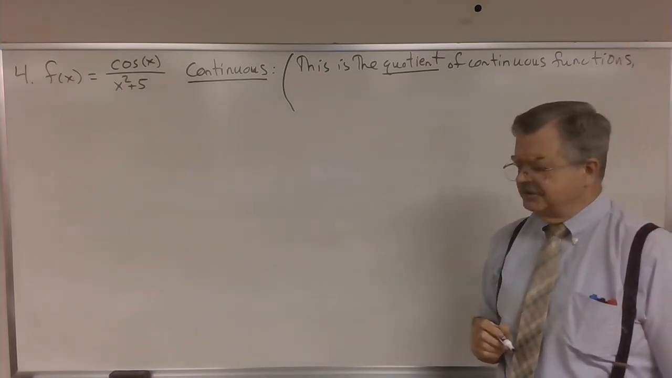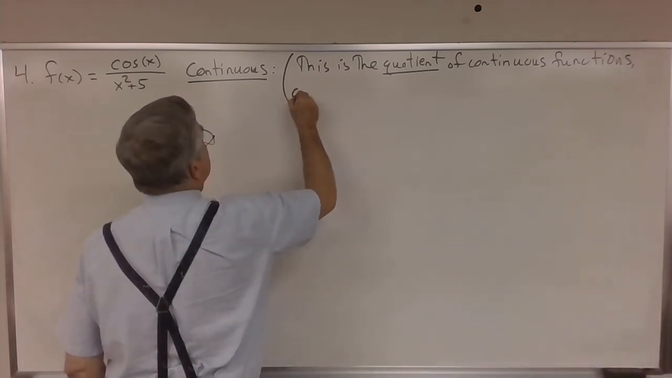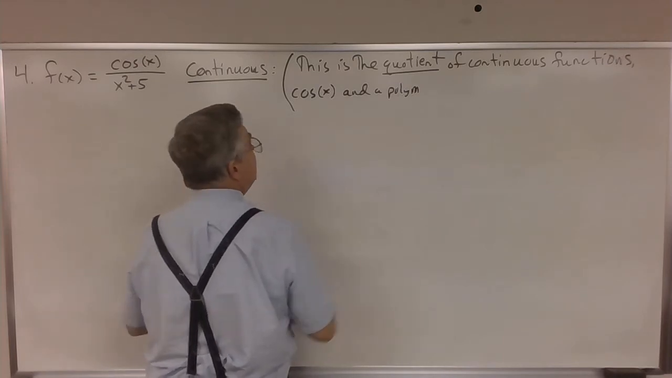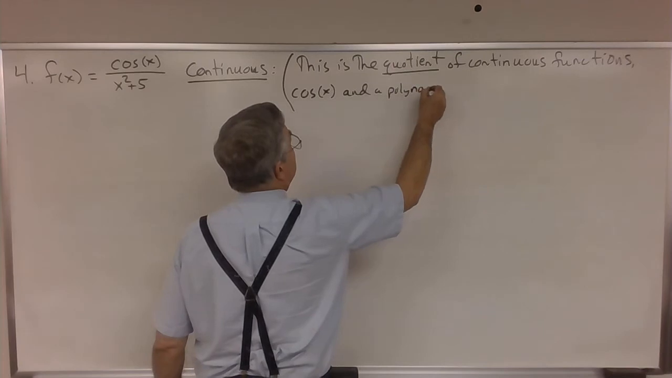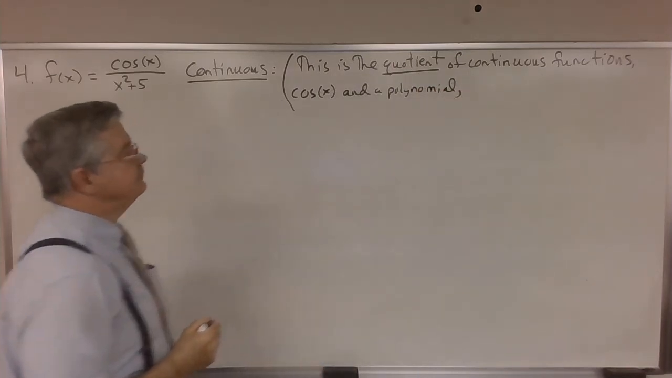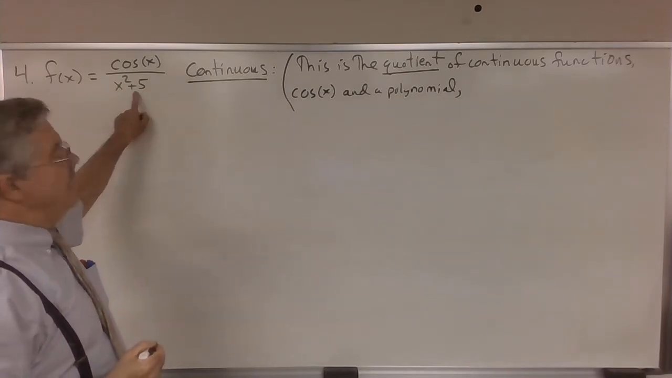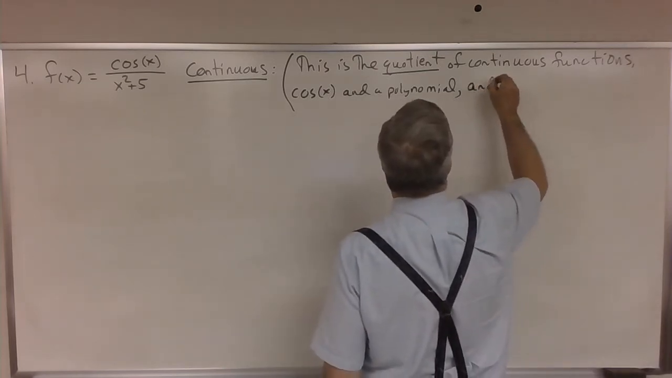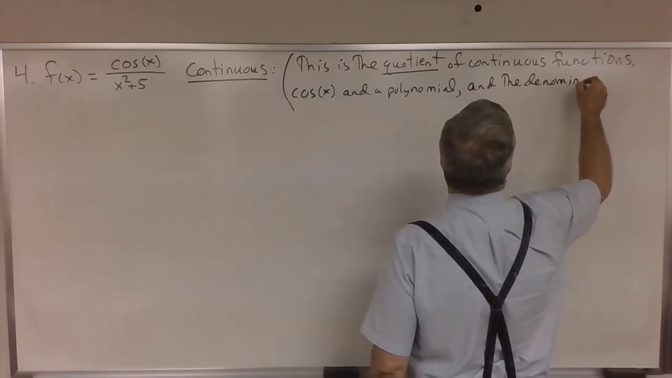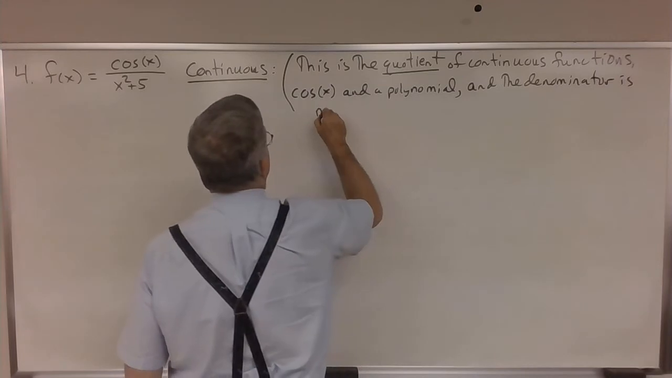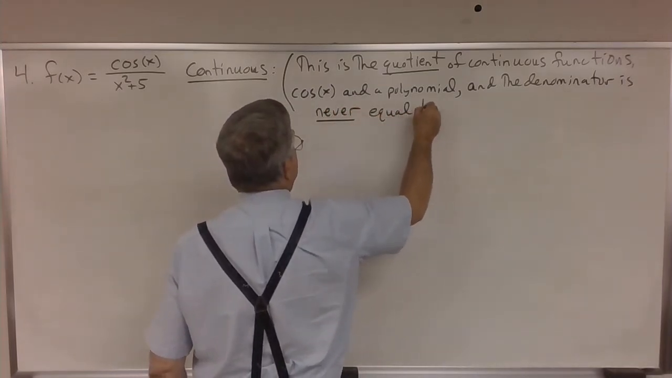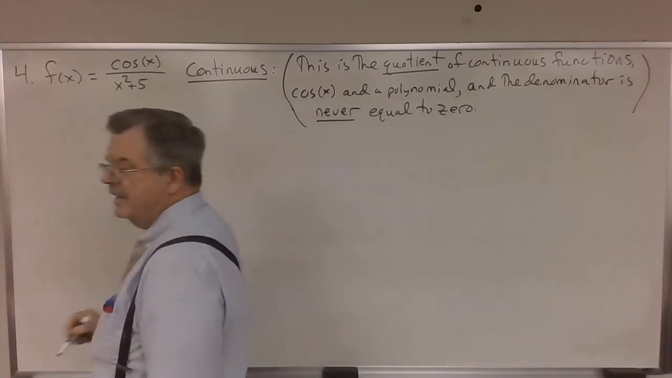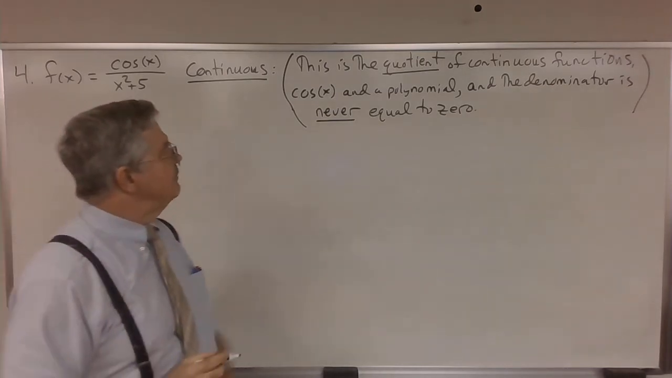the quotient of continuous functions, cosine of x and a polynomial, and I claim that the denominator is never zero. Now, I guess I'm going to have to back up this claim.